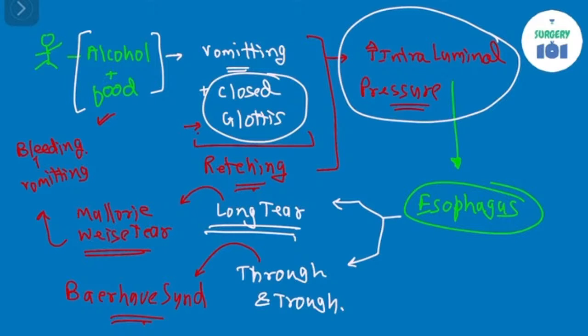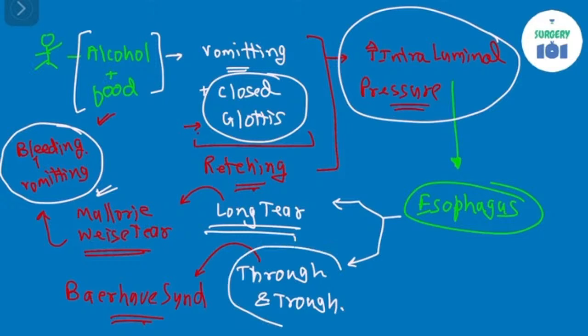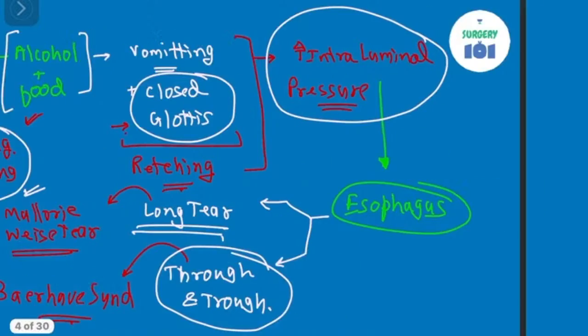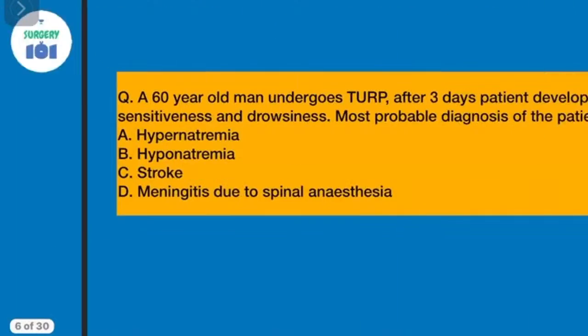Because of this, the patient might have bleeding along with the vomiting, and this is what is called a Mallory-Weiss tear. But if there is a through and through rupture of the esophagus, the patient lands up in Boerhaave syndrome, which is basically an esophageal rupture. Okay, I hope it makes sense. It is a very, very simple thing, and you definitely need to understand this. Right. Now, with this, let's move on to the next question of the day.